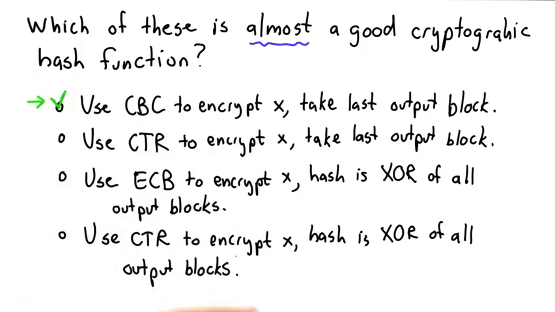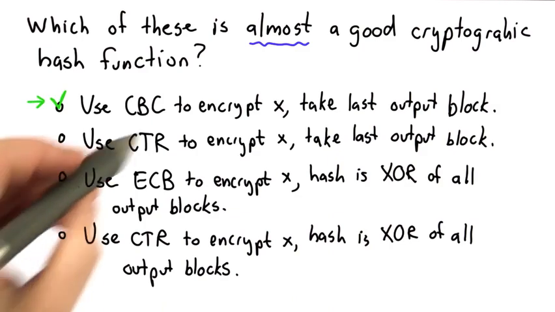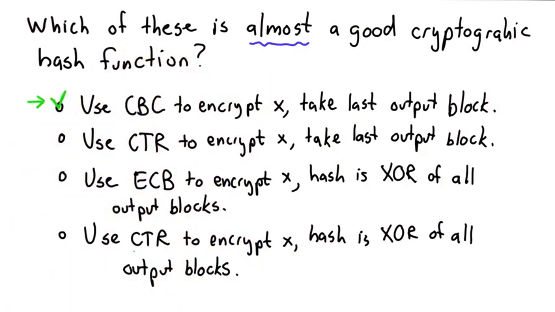The property that we need is to provide this collision resistance property. All of these provide the compression needed. We're taking a large input x that could be any size, turning it into the size of 1 block. The other 3 don't provide the collision resistance we need.